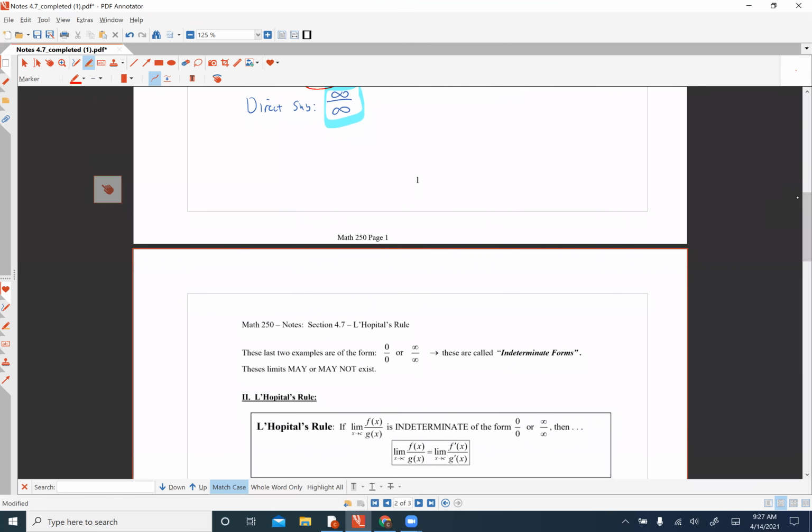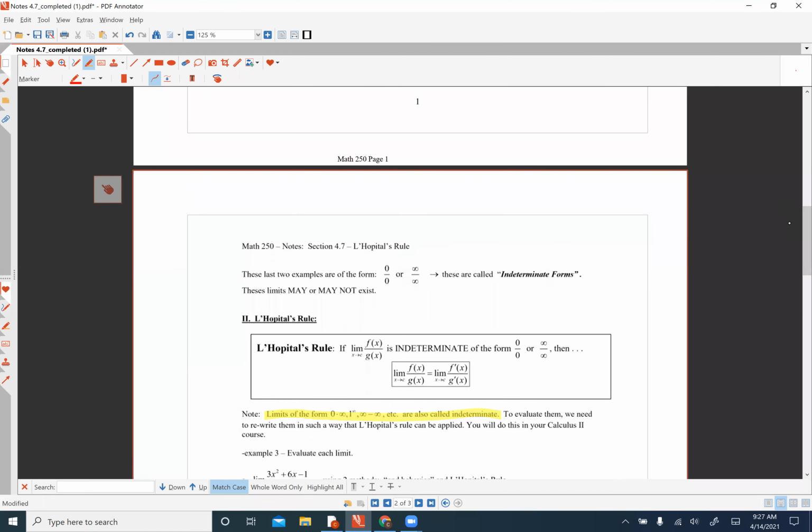So now the exciting L'Hopital's rule. Maybe as exciting as that problem from 4.6 that I really liked. But you have to watch the video to know what I'm talking about. You have to watch the whole video. Or you can just scroll to the end.